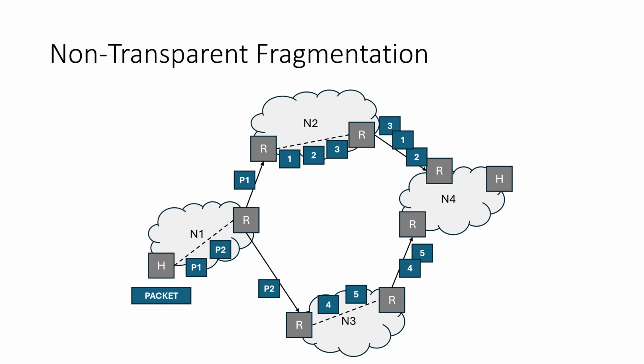In non-transparent fragmentation, the packet is fragmented whenever it crosses a network with a lower MTU. These fragments then travel independently through the network and are only reassembled at the final destination. This offloads the burden from routers and simplifies network design, as routers only need to forward fragments without holding or managing them. In this diagram, you can see how fragments move independently through the network, possibly even taking different routes before arriving at the destination, not necessarily in the order they were sent in.